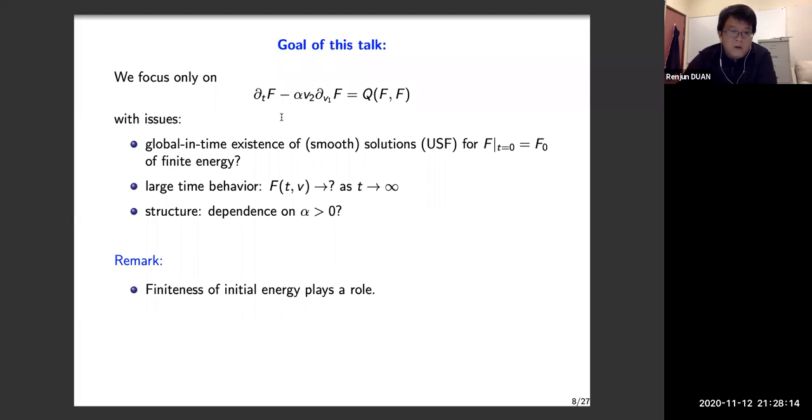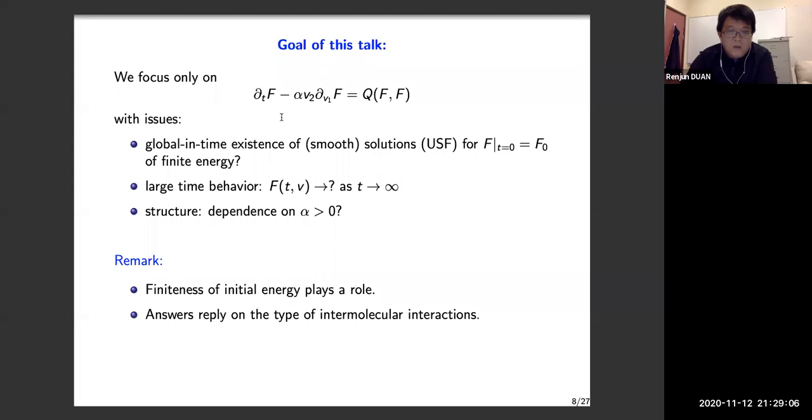Then I have to give you a few remarks before we can answer those kinds of issues for this equation. The first one is, as already mentioned, whether or not the initial data has finite energy will be very important. Indeed, you will see that if the initial data has finite energy, the long-time behavior will exactly be determined by a self-similar solution. Later you will see. But in case f naught has infinite second order moments, then the long-time behavior will be different.